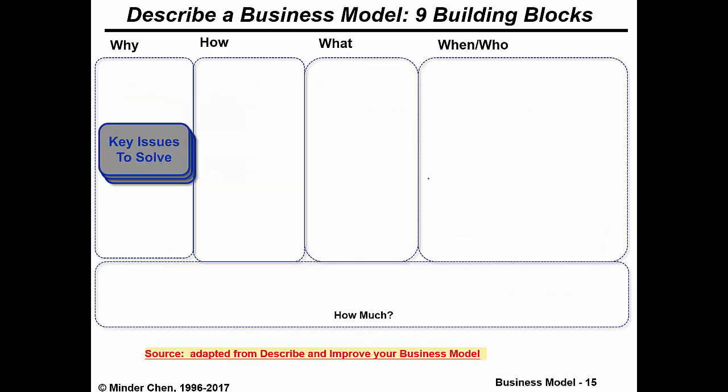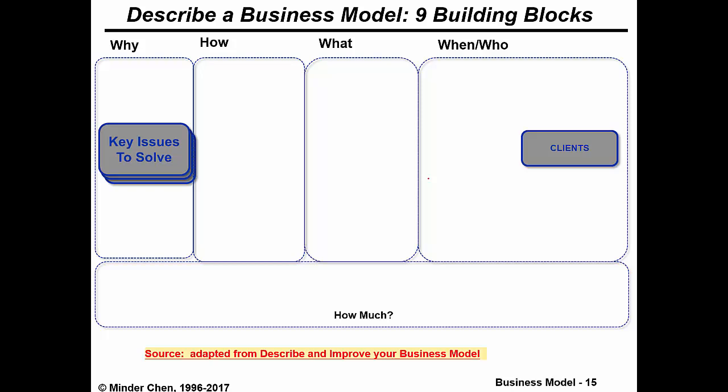Let's look at the following animated series which describes the 9 building blocks, which differs slightly from the one we just proposed. The first is the key issue to solve: what problem you try to solve. That answers the question of why. This is now part of the business model canvas 9 building blocks. It's kind of behind the scenes. This is really driving everything. The key issue or problem, the pain points that you try to solve. This answers why.